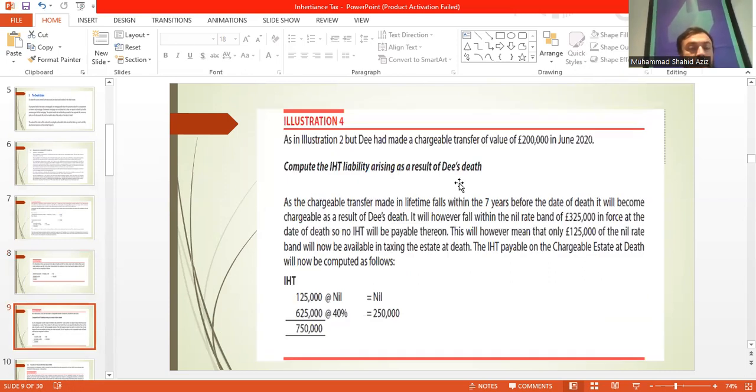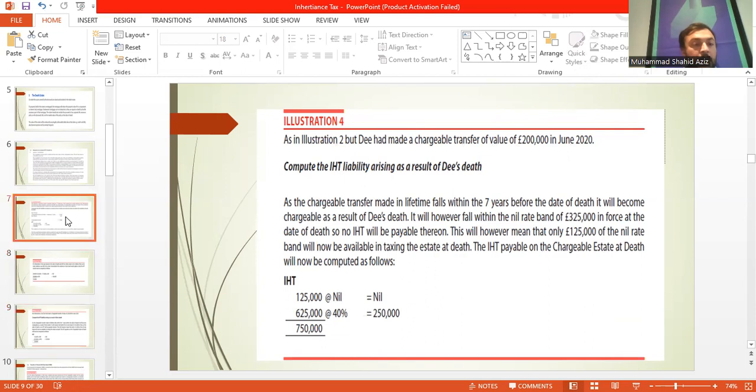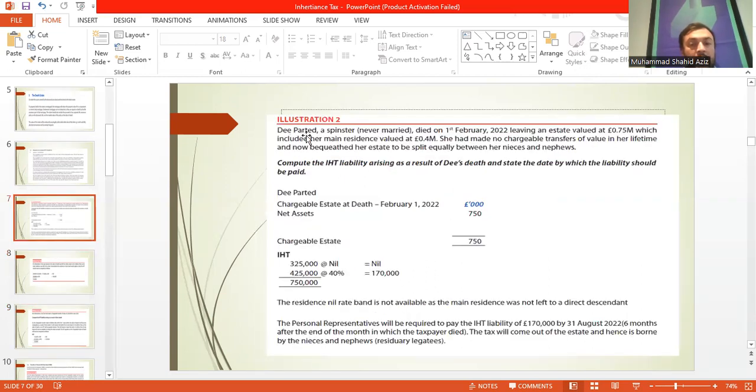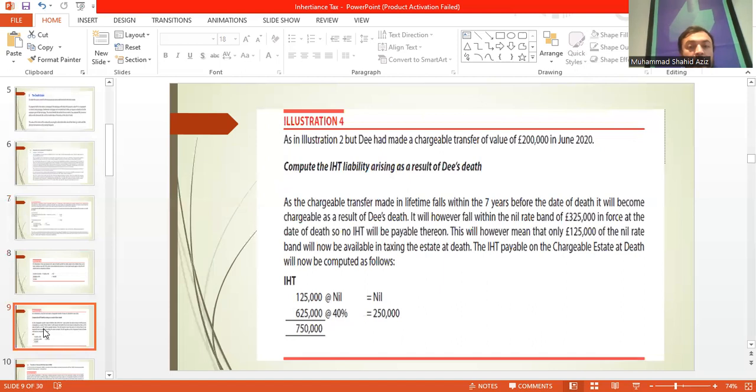Another example. Let's assume from illustration 2, D had made a chargeable transfer of value of 200,000 pounds in June 2020. Now it is different. The first thing we need to see is when D died. D died on 1st of February 2022. And here, this 200,000 pounds, D made a chargeable transfer in June 2020 during life, not after death.